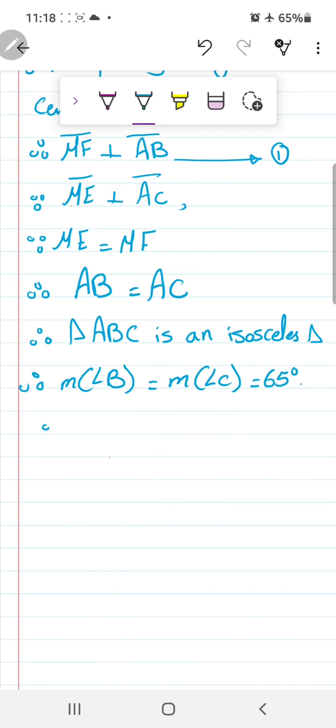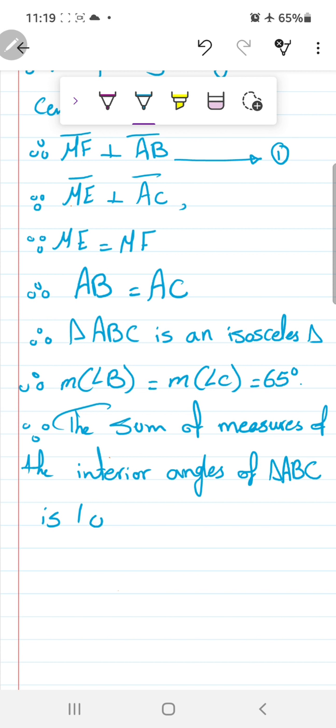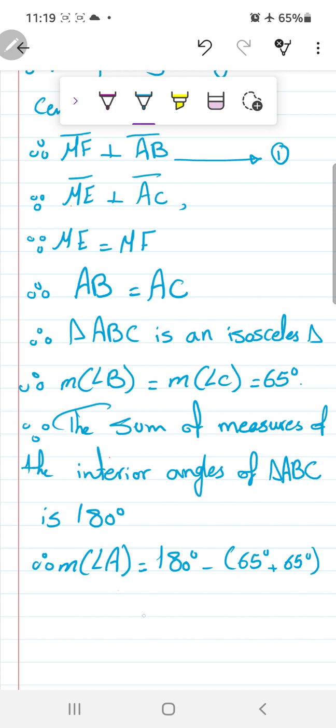Since the sum of measures of the interior angles of triangle ABC is 180, measure of angle A equals 180 degrees minus 65 plus 65, which is 50 degrees. And this is the required.